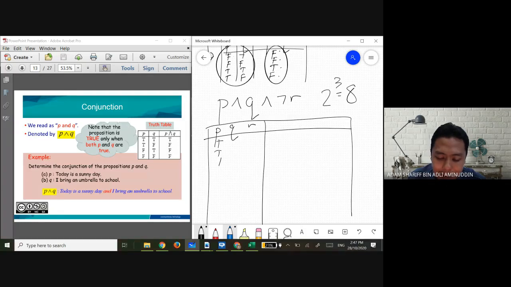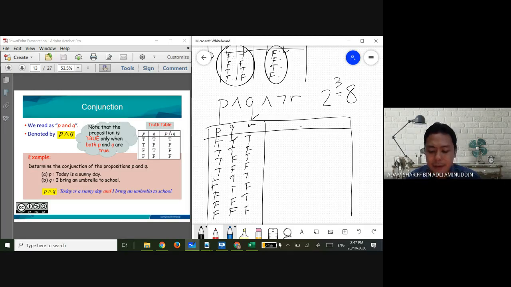P, T 4 kali, F 4 kali. Q, T 2 kali, F 2 kali, T 2 kali, F 2 kali. And lastly paling senang, R, T, F, T, F, T, F, T, F. 4 times T, 2 times T, alternately with F, and R, 1T, 1F. If you do this in this manner, it is more likely you will not have a duplicate rows. Okay?